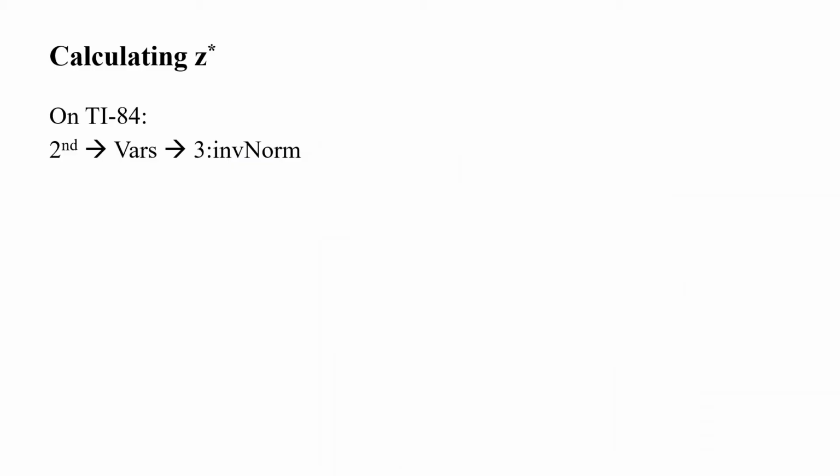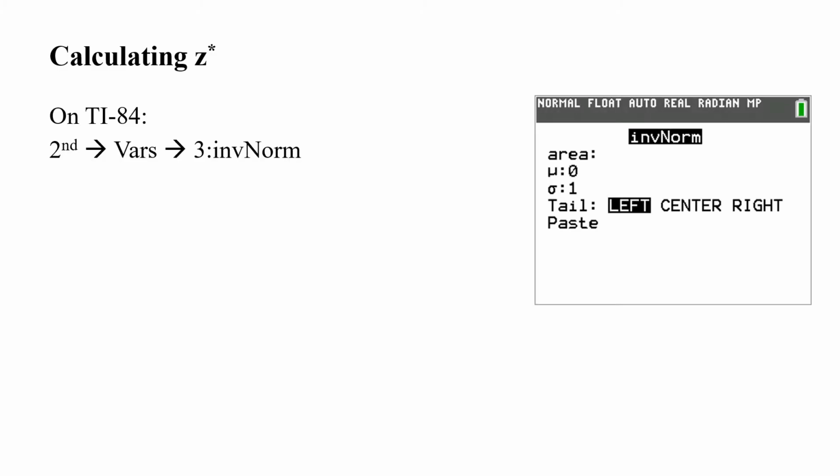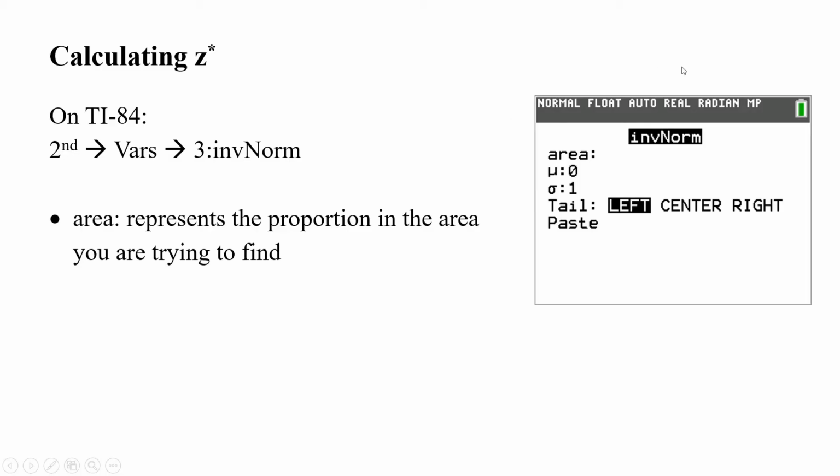On our TI-84s, you can calculate z star by going to second, vars, and then down to number 3, inverse norm, which we've worked with before, so it should be pretty familiar to you. This is what pops up on the TI-84 CEs. On the TI-84 regulars or the pluses, it's going to look a little different, but we are going to put in a lot of the same information. It's going to ask for an area, and that area represents the proportion of the area you are trying to find. Again, I'll show you exactly what I mean with the drawing shortly.